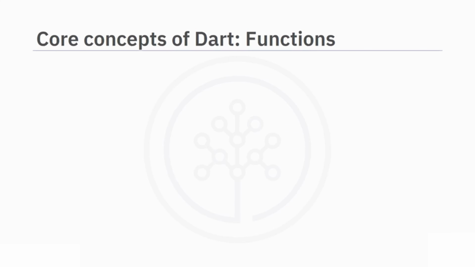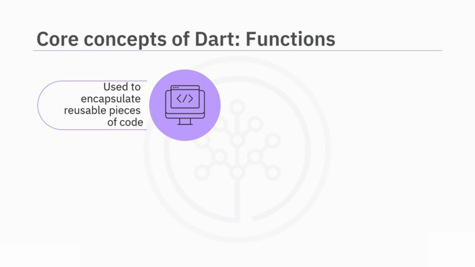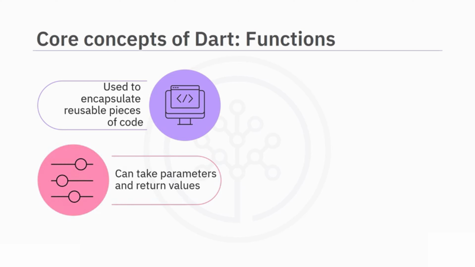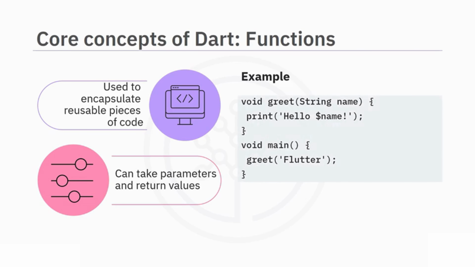Finally, understanding the concept of functions is also important when using Dart for building Flutter applications. Functions are used to encapsulate reusable pieces of code. They can take parameters and return values. Let's look at an example. The code in this example first defines a function greet that takes the parameter name. It then prints hello, followed by the value of name, and finally calls the greet function with Flutter as the argument. As a result, the output that gets printed on the console is "Hello Flutter."